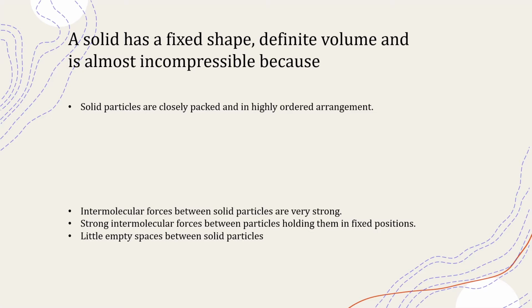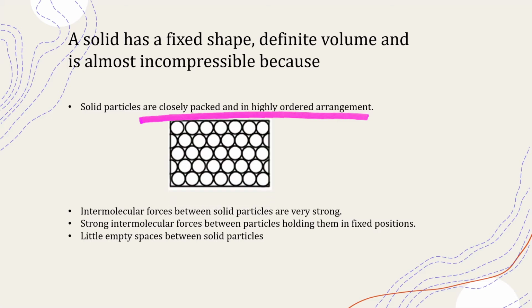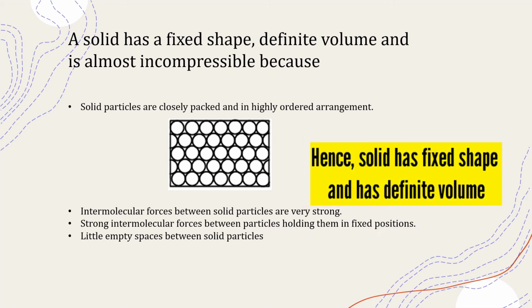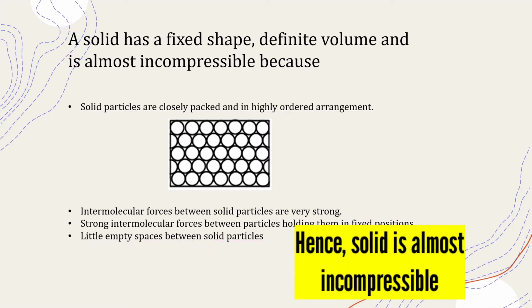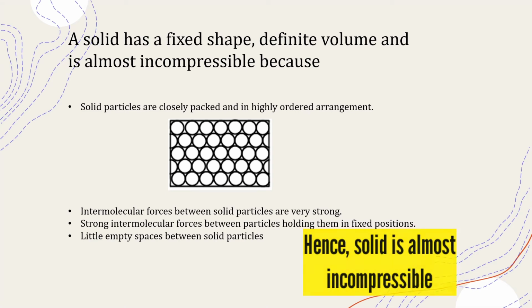A solid has a fixed shape, definite volume, and is almost incompressible. Why? It is because solid particles are closely packed and in highly ordered arrangement. The intermolecular forces between the solid particles are very strong to hold them at the fixed positions. Hence, solid has a fixed shape and definite volume. And there are only little empty spaces between the solid particles. Hence, the solid is almost incompressible.